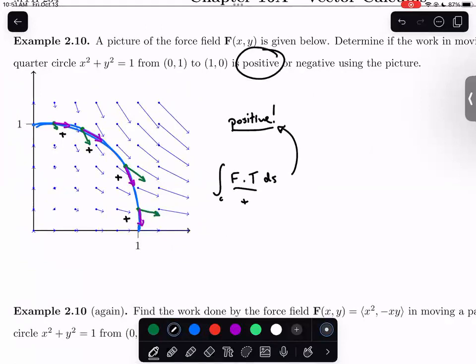So again, our goal here was to just get some intuition, and this would make a perfectly fine true-false question. I don't need to tell you what the vector field even is. I can just give you the picture, and I can say true or false, this is positive.